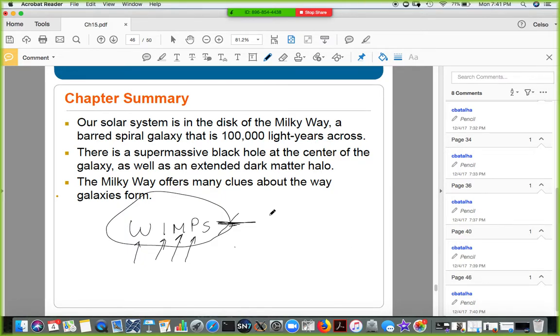So, what is the point of dark matter? Well, 90% or more of the material required to explain the dynamics of our galaxy is something we don't know.